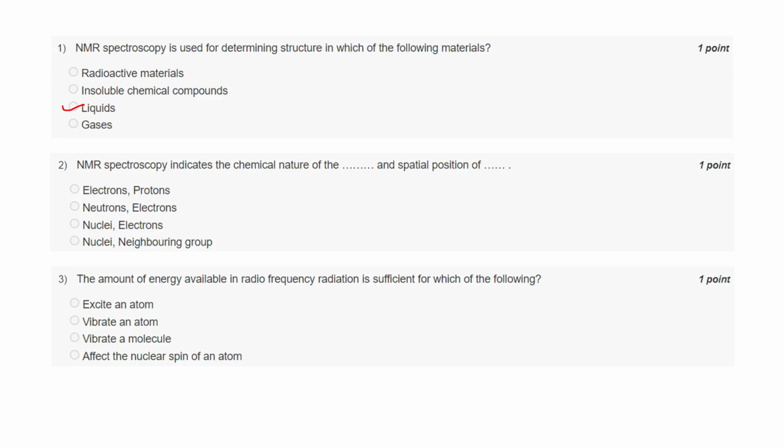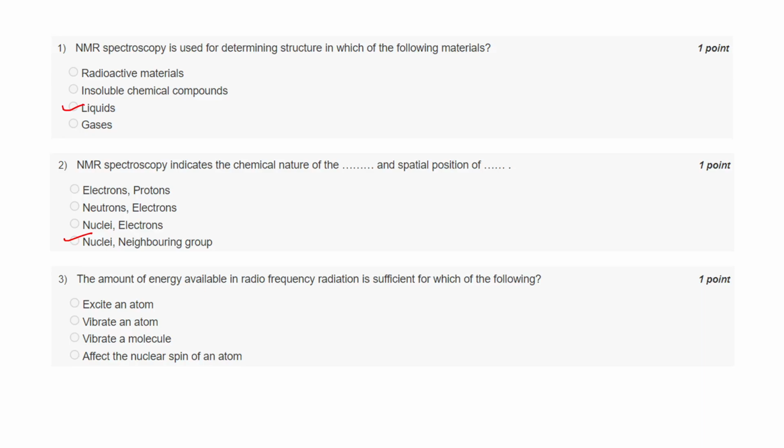Then, NMR spectroscopy indicates the chemical nature of the nuclei and the spatial position of what? Neighboring groups, right, not the electrons. A neighboring group will determine what kind of electronic environment the nucleus has.